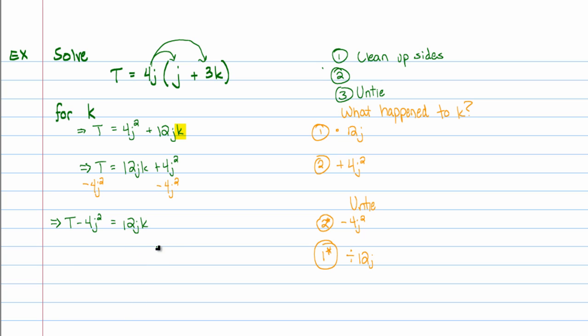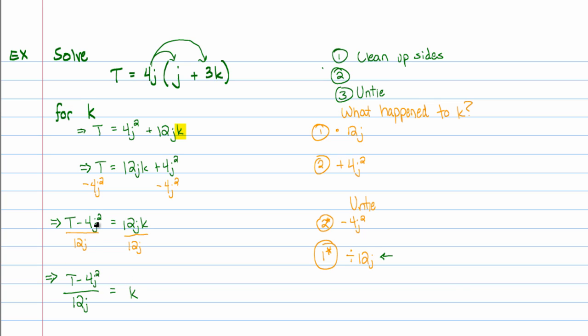After we're done subtracting 4j squared, I tell myself, okay, now I need to divide everything by 12j. So I will divide this object right here by 12j, and this side by 12j as well. When you do that, you get the following: t minus 4j squared all over 12j is equal to, on the right-hand side, the 12's cancel and the j's cancel, and you get k. And look, that's exactly what I wanted to solve for.